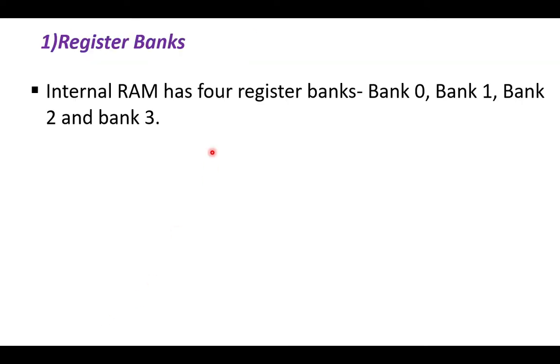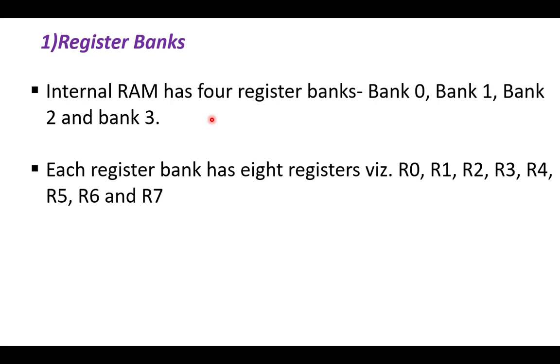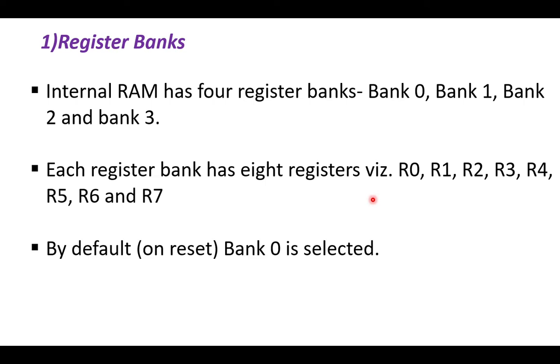The first group is register banks. As I have already told you, 4 register banks are there. They are named as bank 0, bank 1, bank 2 and bank 3. Each register bank has 8 registers. Remember, each register bank has 8 registers, and these 8 registers are named as R0, R1, R2, R3, R4, R5, R6 and R7. Now on reset or by default, bank 0 is selected.